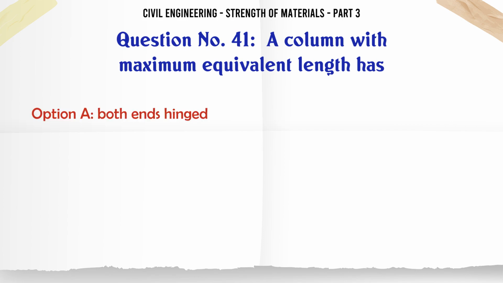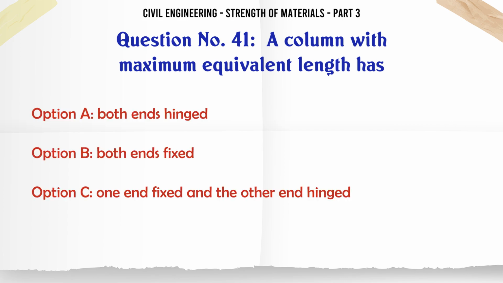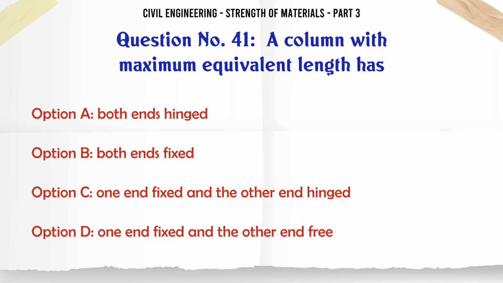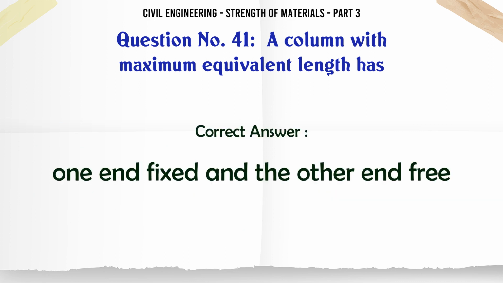A column with maximum equivalent length has A. Both ends hinged. B. Both ends fixed. C. One end fixed and the other end hinged. D. One end fixed and the other end free. The correct answer is one end fixed and the other end free.